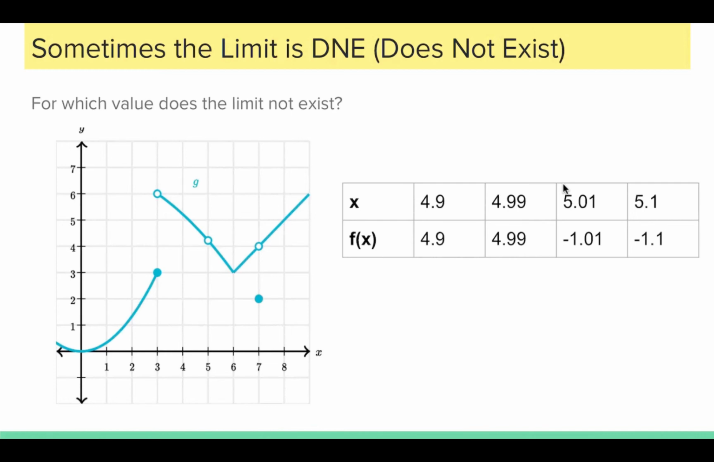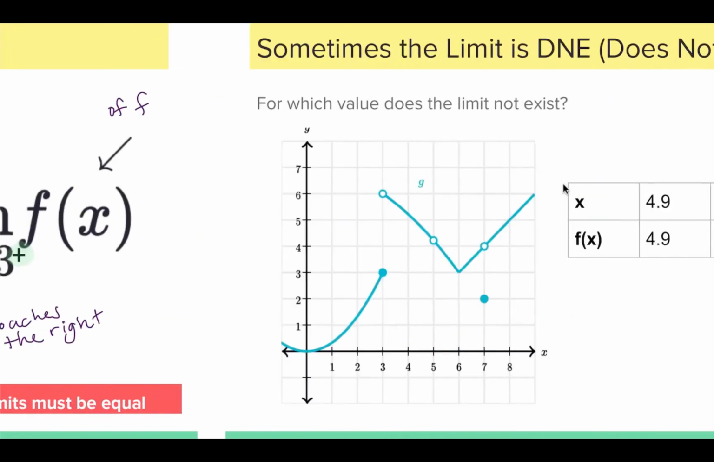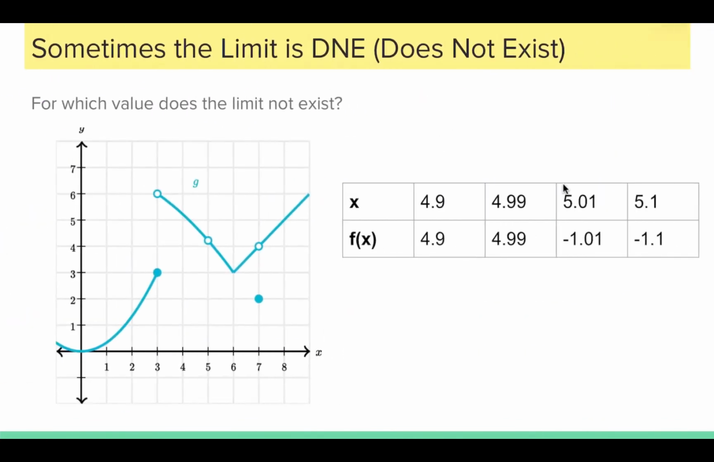So sometimes the limit does not exist. And so, going back to this definition, in order for a limit to exist, the left and the right hand limits must be equal. So what's going to make a limit DNE?